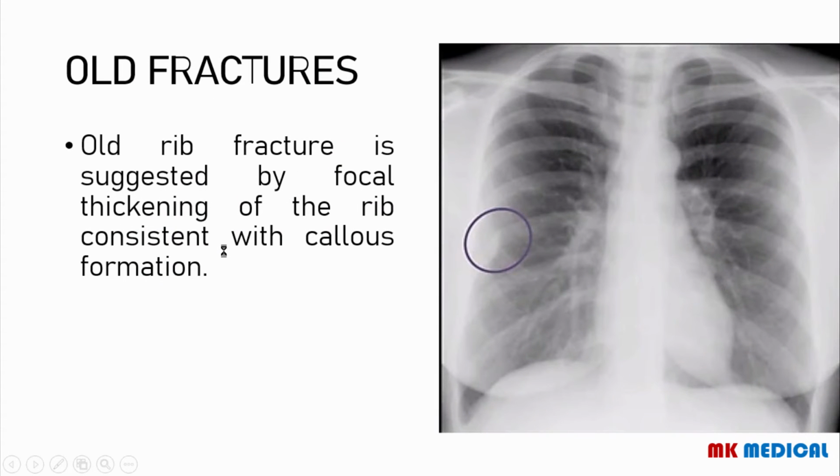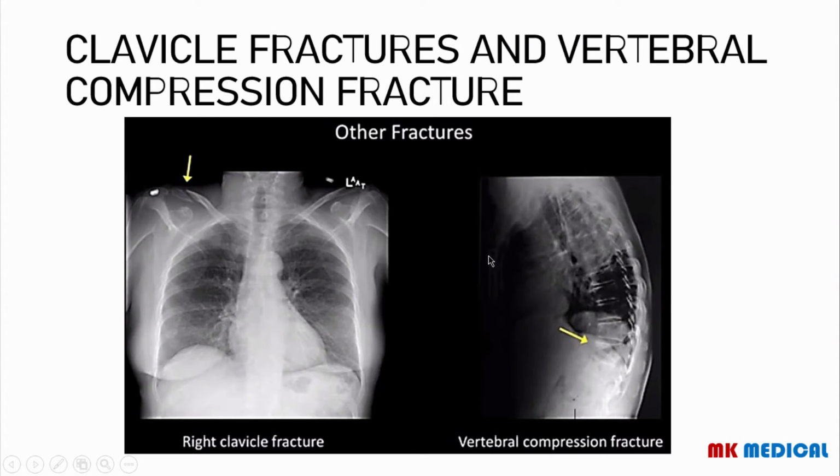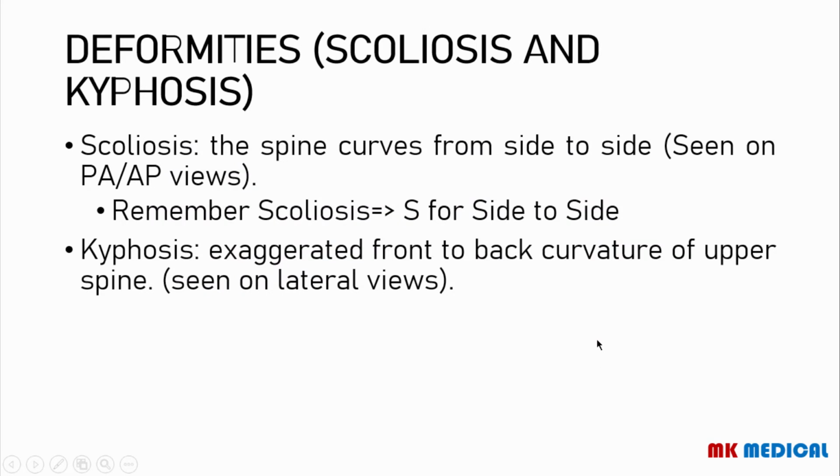Then sometimes you may get some old rib fractures that may be suggested if you have focal thickening of the rib consistency. So this may be consistent with callus formation. As we can see here, this rib here appears much thicker than any of the other ribs. So this most likely could be that there had been a rib fracture and there is some callus formation that had happened. Then with the clavicles, sometimes you may have clavicular fractures, like for example here, the clavicle has been fractured, and then you may sometimes have compression of the vertebra. That's on your lateral x-ray.